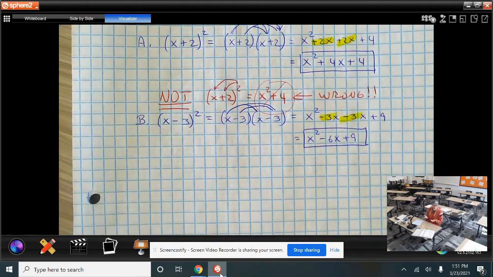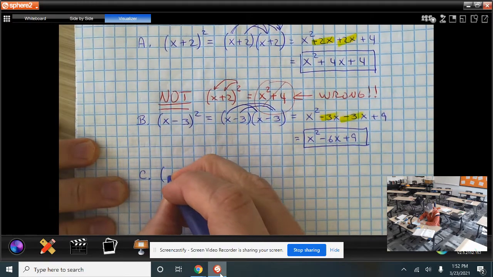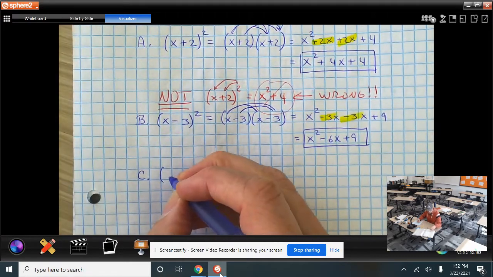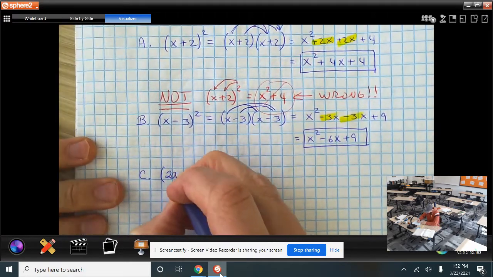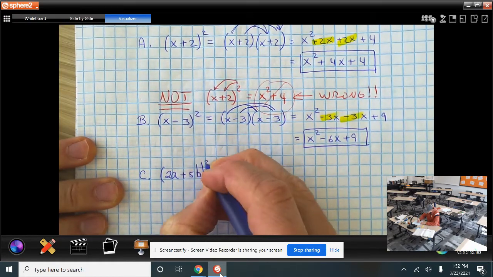So if you want to learn to take a shortcut by observing these patterns, go ahead. But you really don't need to know these patterns. All you have to do is expand it, multiply, combine like terms. Let's do one last one. So let's do it now with a little bit of some bigger numbers, like 2a plus 5b squared.